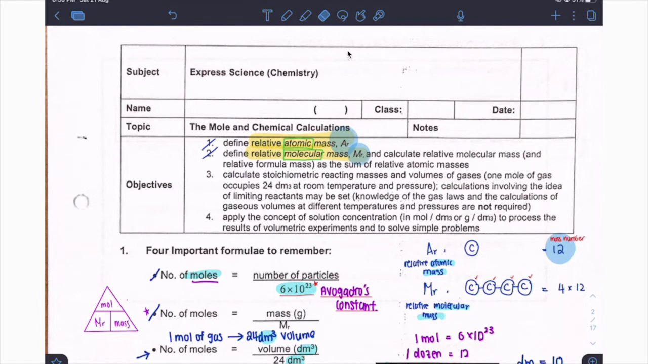I'm not in school today, but over this video I'm going to be guiding you through the next part of the chapter on mole and chemical calculations. So please make sure you have this set of notes in front of you.